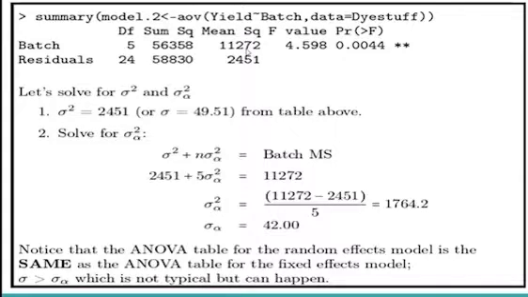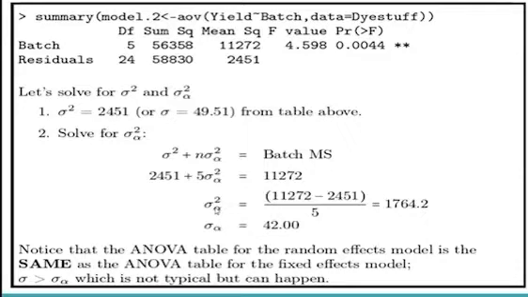Now, what are we looking for? We're looking for sigma squared alpha. But what is sigma squared? Sigma squared will be the mean square error. Where is the mean square error coming from? Go to the ANOVA table, 2451. Do you see the mean square error? Then you're going to plug that in and solve for sigma squared alpha. What is my sigma squared alpha now? Solving for that, I got 1764.2. From there, I can get the standard deviation, which is going to be the square root of that. Take a look at that.